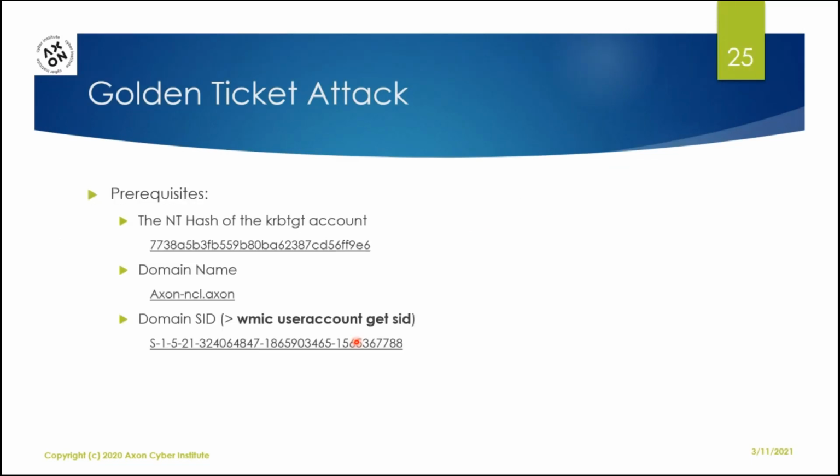Now, the prerequisite for a golden ticket attack is you need to have the NT hash of the krbtgt account. This is the holy grail. If you get it, you can form the golden ticket. And as you can see, we have already done it. You need, of course, the domain name. This is very easy. And you need the domain SID. I have already shown you how to get the domain SID using the WMIC user account command. Copy it to your Kali machine, and then the fun can begin.